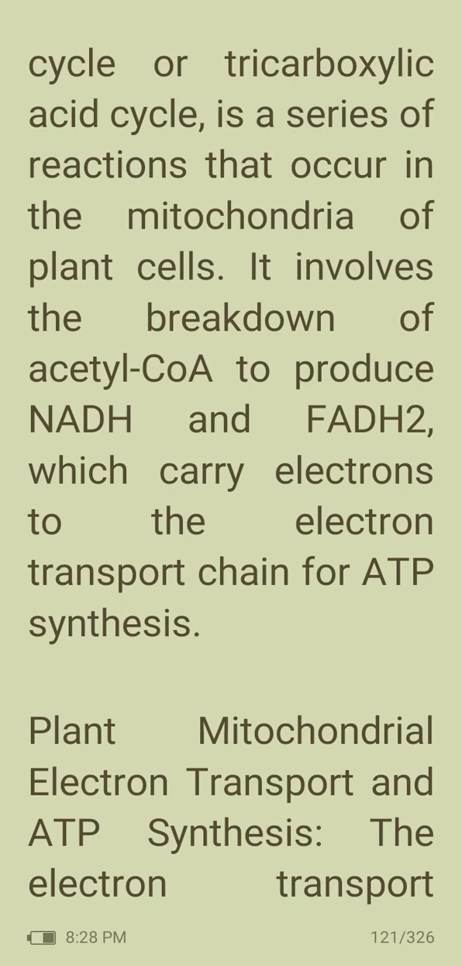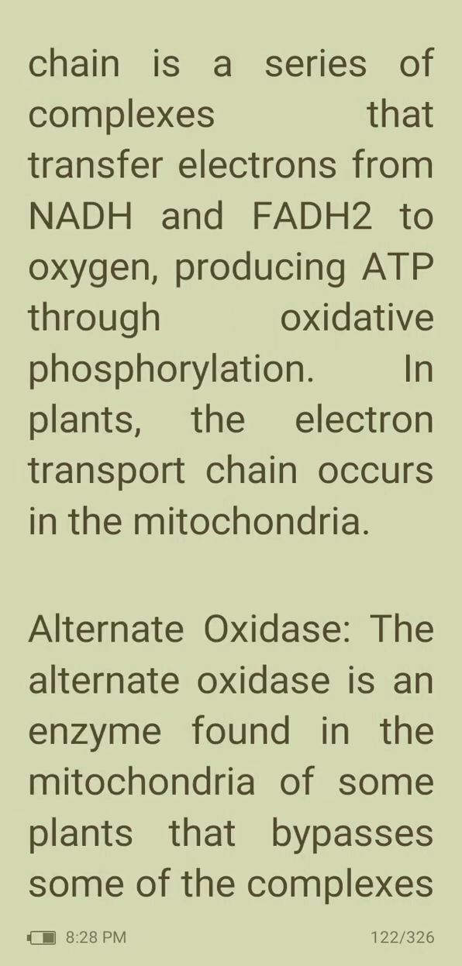The electron transport chain is a series of complexes that transfer electrons from NADH and FADH2 to oxygen, producing ATP through oxidative phosphorylation. In plants, the electron transport chain occurs in the mitochondria.